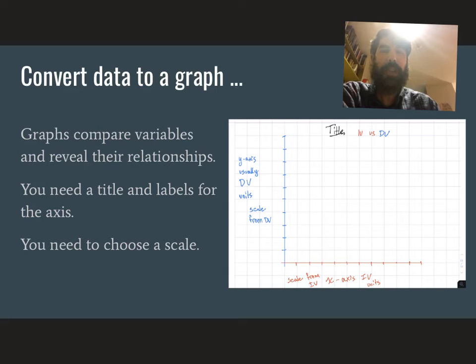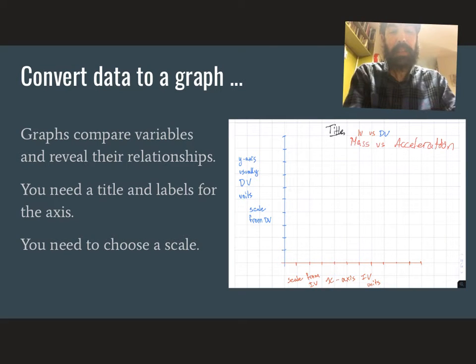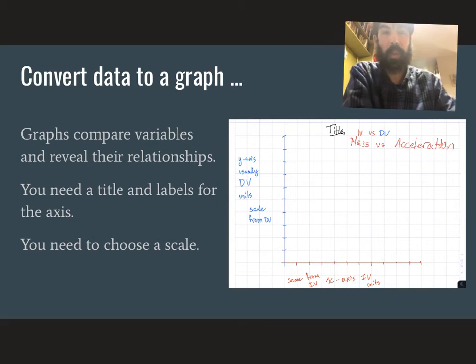So let's talk graphs. Graphs compare variables and reveal their relationships. In this case, we're going to reveal the relationship between mass and acceleration, but I wrote this as a generalized graph. Your graph will compare mass versus acceleration, or mass versus velocity. You could even look at mass versus time, though it's not quite as useful.